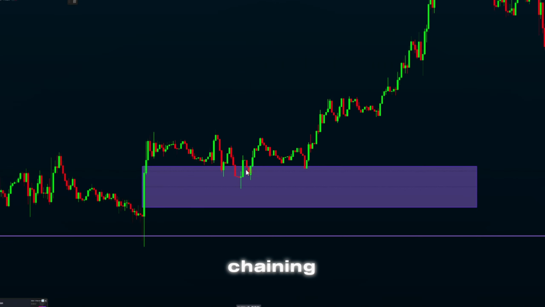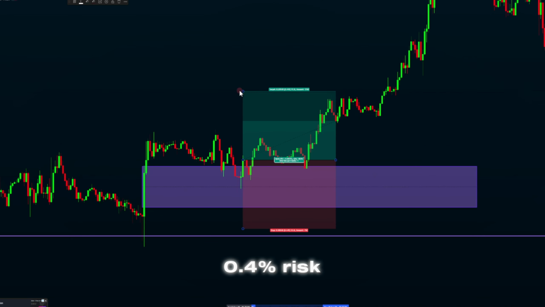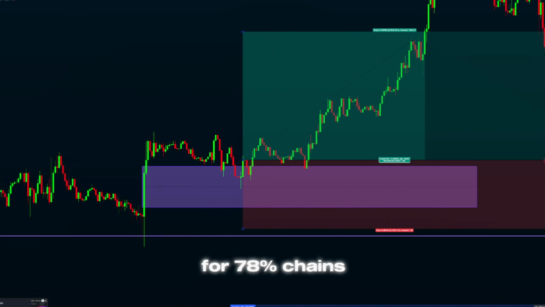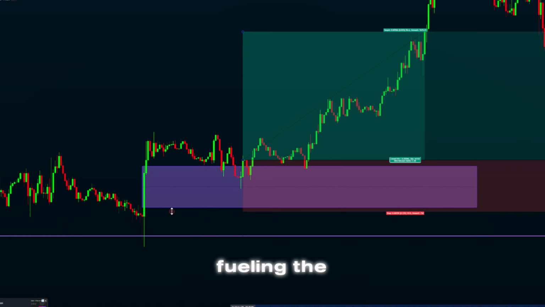Pro error: chaining full re-entries. Shallow only. Cap at 2 chains. Risk 0.4%. Partial at the first displacement level. Layer with fair value mitigation in the gap for 78% chains and 400-point surges. Chains open displacements, with the imbalance fueling the close.